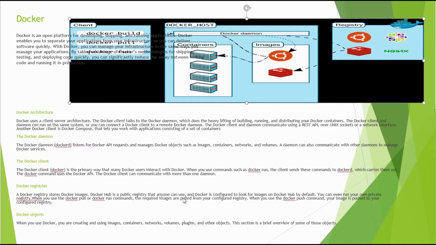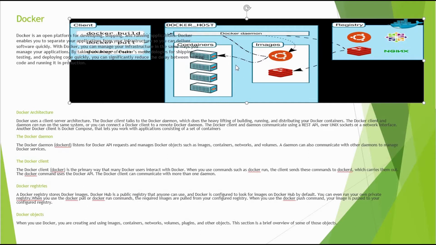Docker Hub is a public registry that anyone can use, and Docker is configured to look for images on Docker Hub by default. You can even run your own private registry. Whenever you use the docker pull or docker push command, it always takes or stores the images on the registry, and instances will be running on the Docker daemon in the Docker host.